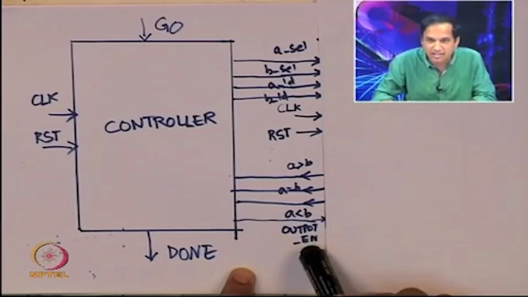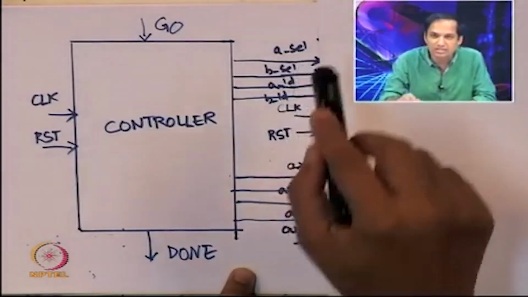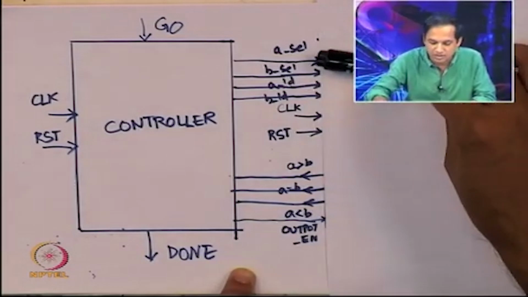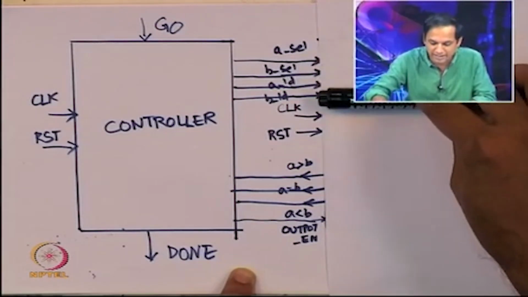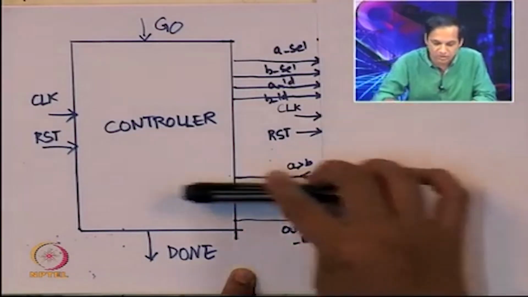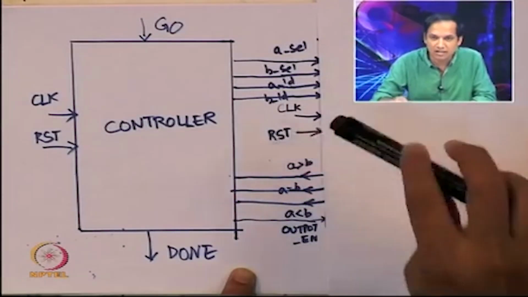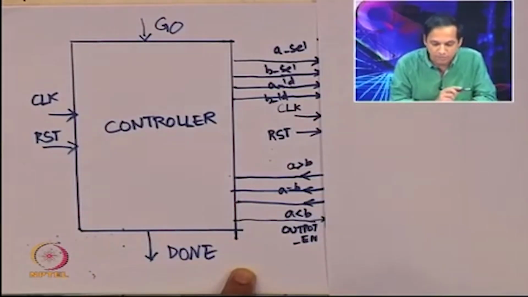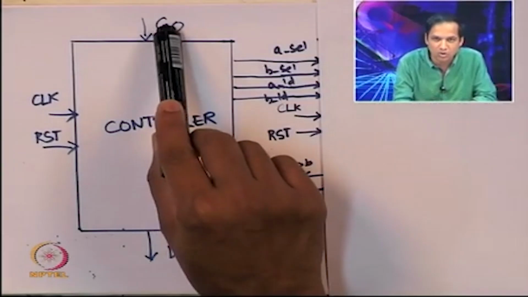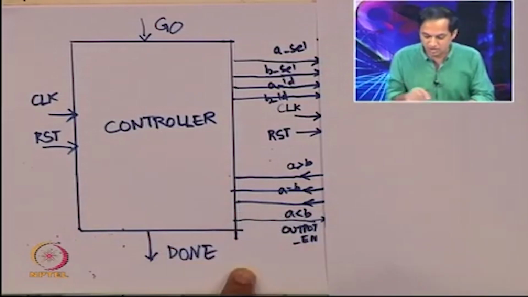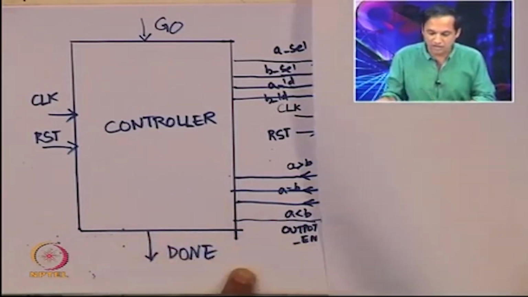The data path element also takes output enable as an input. All these signals are supposed to come from the controller. Whatever you see here is going to come from the controller. So, these 4 lines here and this output line here are all going to come from the controller. These 3 lines are actually input to the controller. Clock and reset are common, so the controller also takes clock and reset. Besides these, there is also a line called go that the controller will take, and it will generate a signal called done. So, we need all these different things for the controller to do. Let us see how to go about doing this.